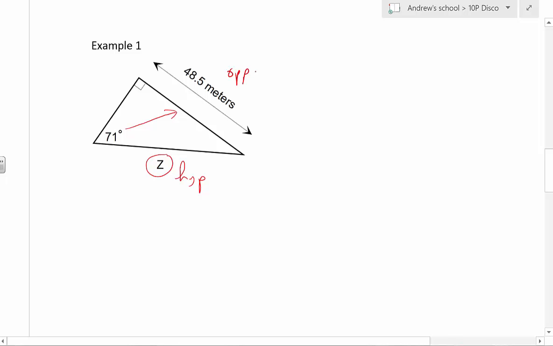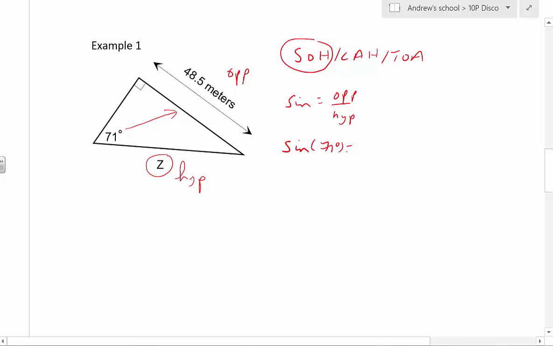So what ratio deals with the opposite and the hypotenuse? And if you cast your mind back to SOHCAHTOA, you'll realize that sine equals opposite over hypotenuse is the ratio we are dealing with. So, writing down the information we know, sine of 71 degrees is the opposite divided by the hypotenuse, which in our case is 48.5 meters divided by the unknown side z that we're trying to find.